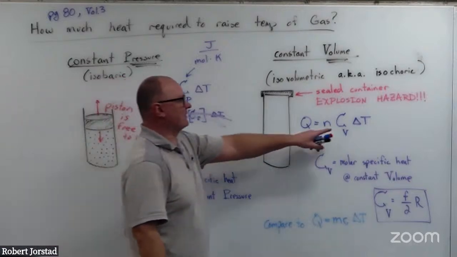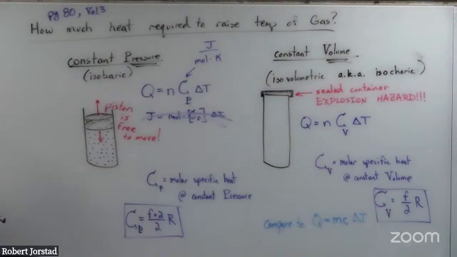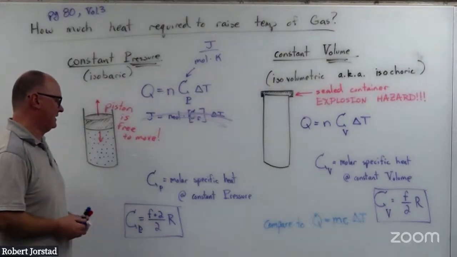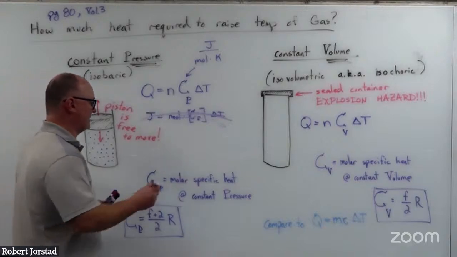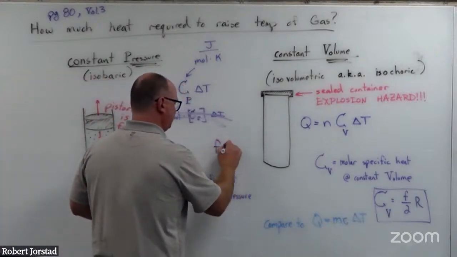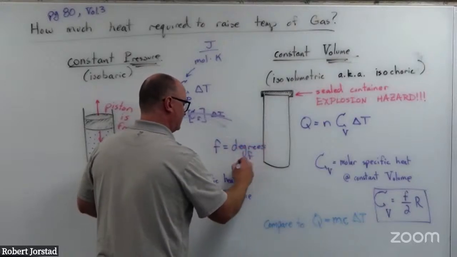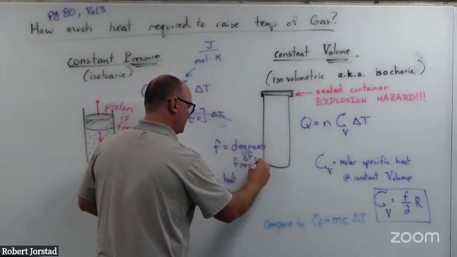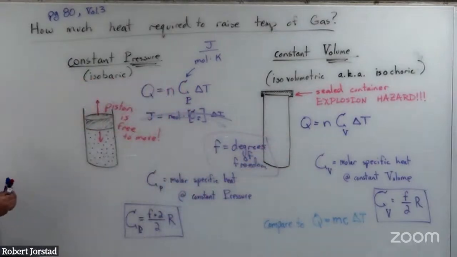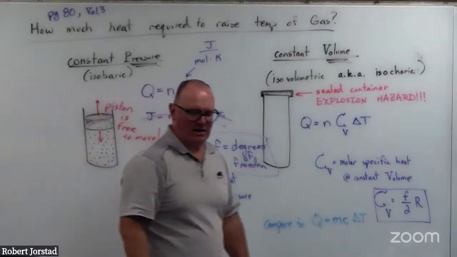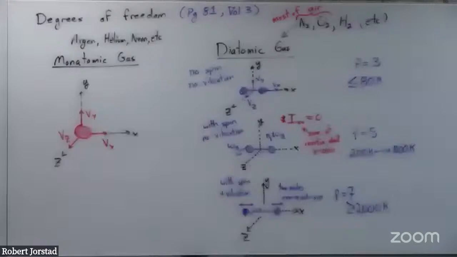Similar units for this one, but notice there's a subtle difference between these two. There's this symbol F, all right? F is called the degrees of freedom. And that's true for both of these sides. What does that mean? Well, I've got a whole whiteboard to explain this. Let's go to board 2. All right.